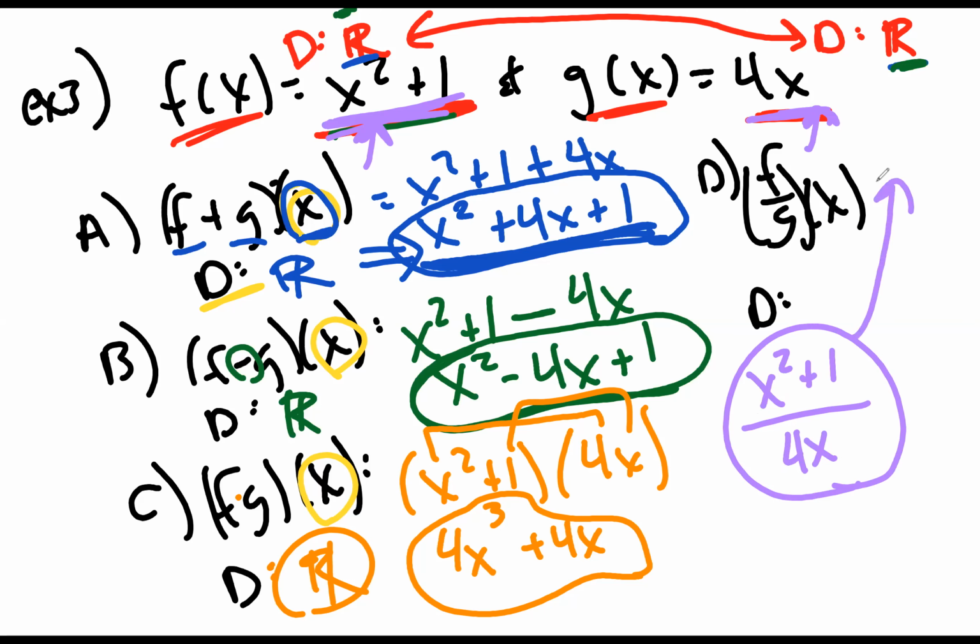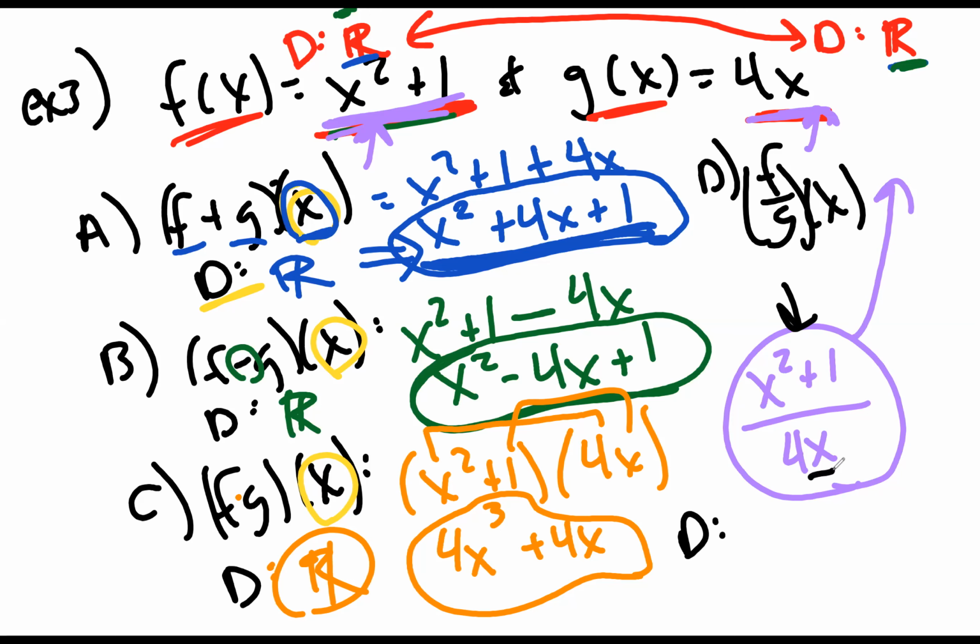Now I have to find its domain. We already agreed that coming in, the mom and dad's domain, so to speak, was all reals, so it's likely this one could also be all reals. However, we have to check. So question number 1: do we see a fraction with an x in the bottom? Yes, we do.